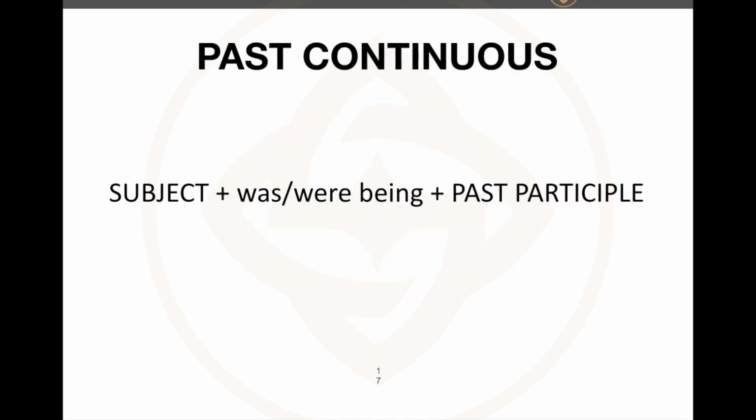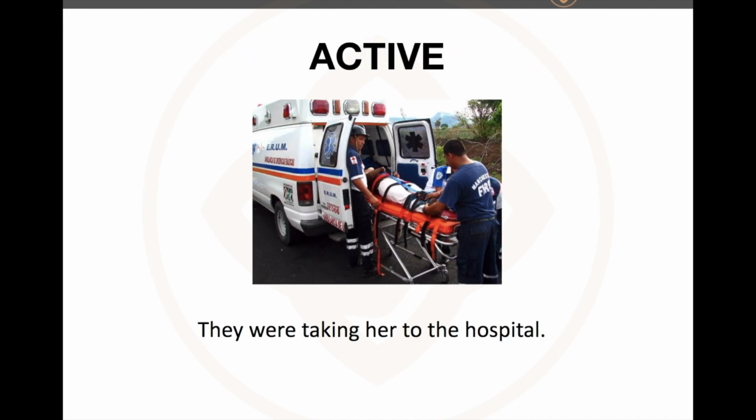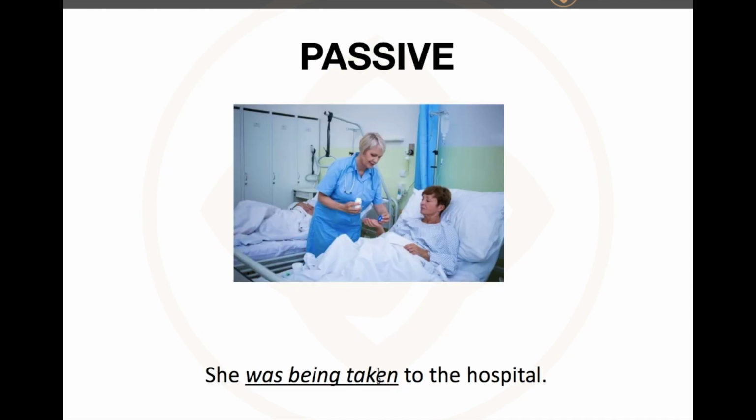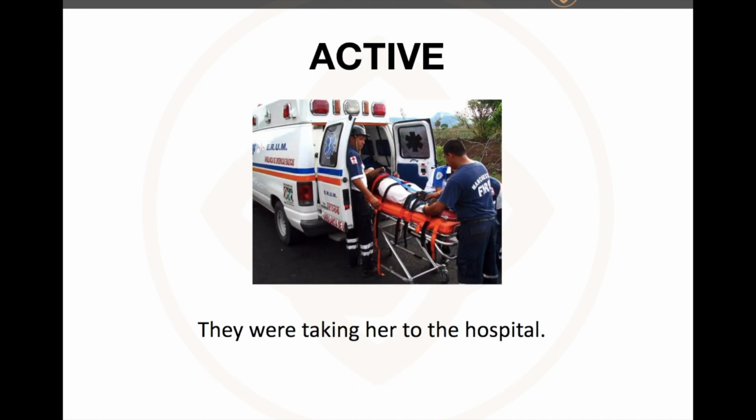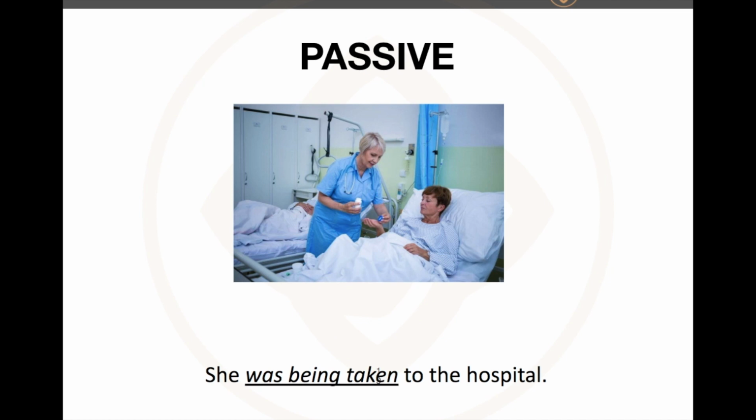Past continuous, subject, was, were, being plus past participle. Here's an example. They were taking her to the hospital. What will be the passive? She was being taken to the hospital.